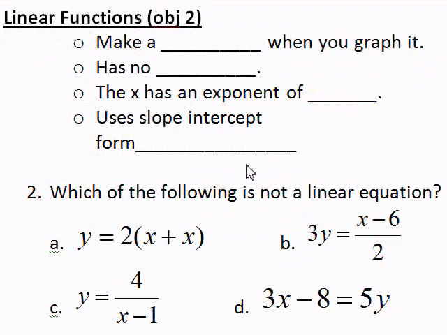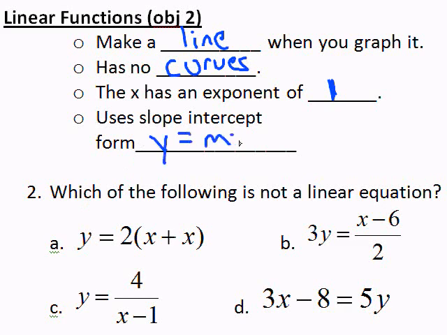So now we're going to take a look at some specific types of function, the first of which is a linear function. Now, a linear function makes a line when you graph it. So a line, notice, has no curves in it. The x will always have an exponent of 1. That just means that you won't ever see x squared or x to the third. And it uses slope-intercept form, y equals mx plus b.